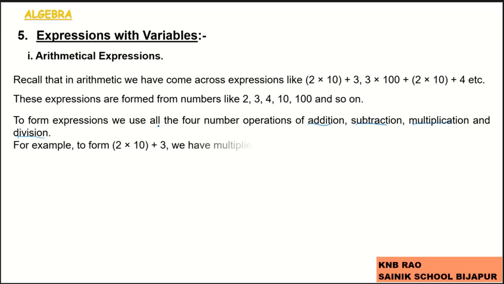For example, to form 2 into 10 plus 3, we have multiplied 2 by 10 and then the product is added by 3. So, remember, here we have used numbers, that is 2, 10 and 3, and later arithmetical operations such as multiplication as well as addition. These arithmetical expressions which are formed purely by numbers and arithmetical operations, we can simplify them. You know the value of this.